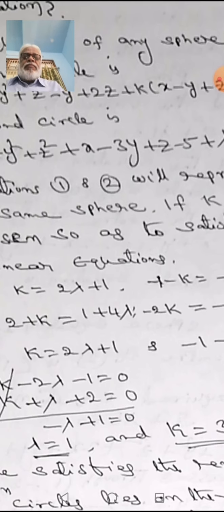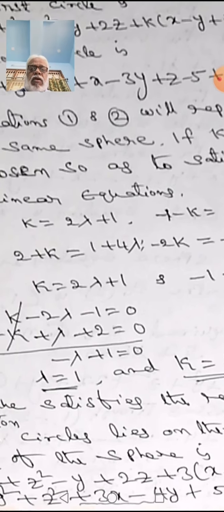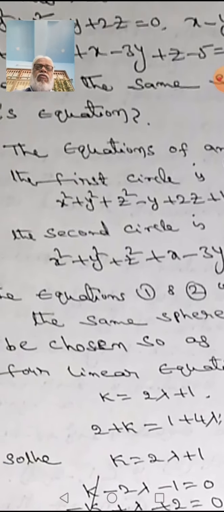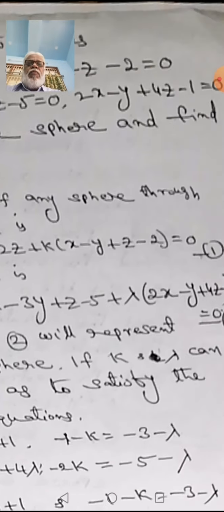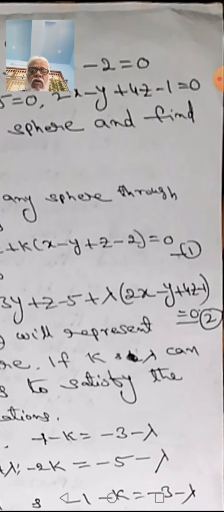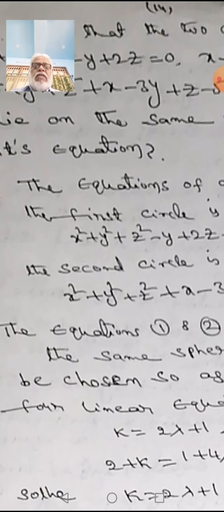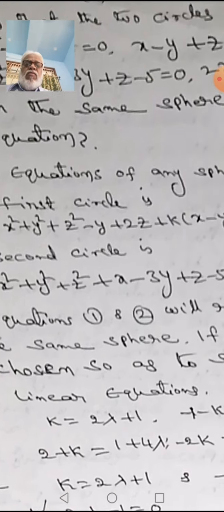So this is the condition to find the equation of a sphere which passes through the circle and plane.